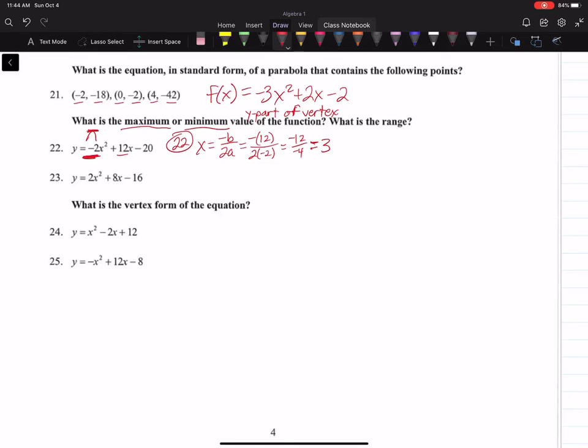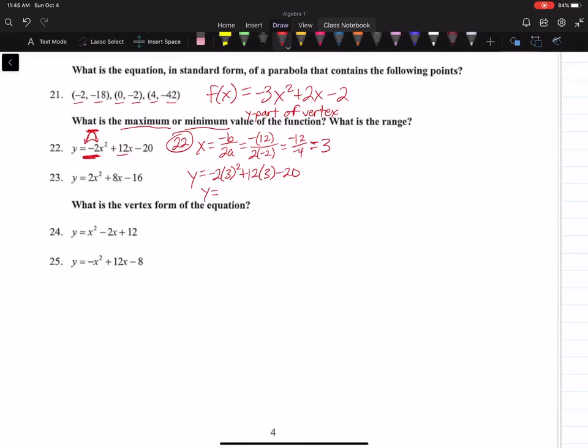It's going down for real. All right, so a is negative, so it has to be going down, therefore it has to be a maximum. So I'm about to find the maximum, and then I just plug in 3. So y equals -2 times 3 squared plus 12 times 3 minus 20.